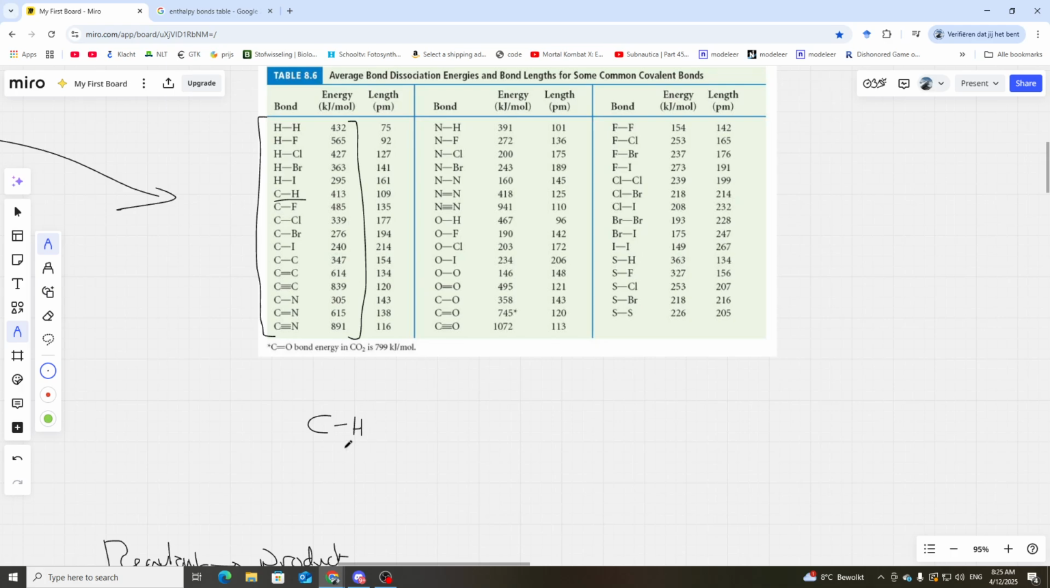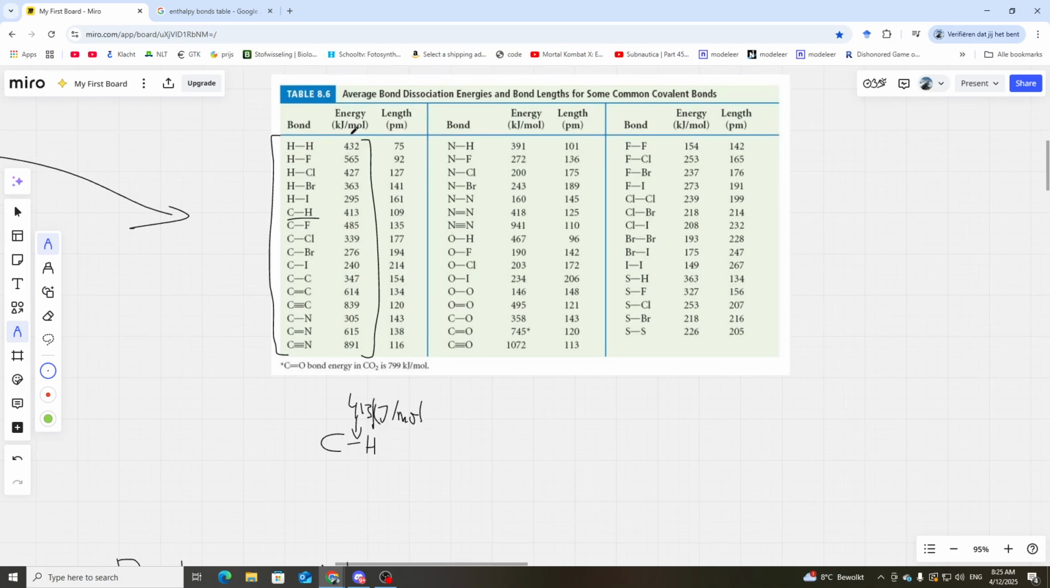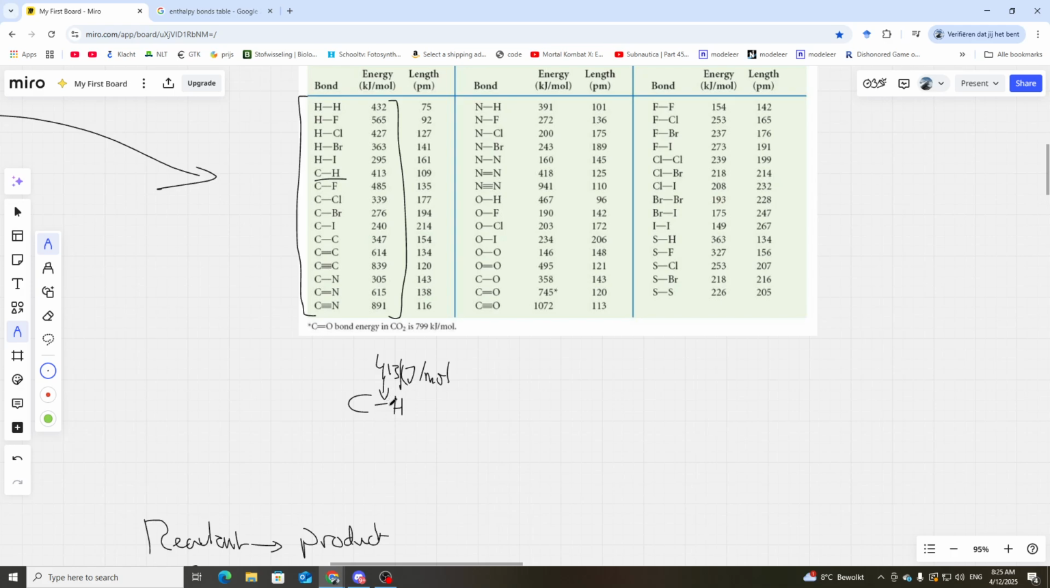Now I know how much energy is in this bond right here. It's 413 kilojoules per mole. Sorry, kilojoules is what they use here. Kilojoules per mole. Cool. Now I know that. That's all that this graph says.